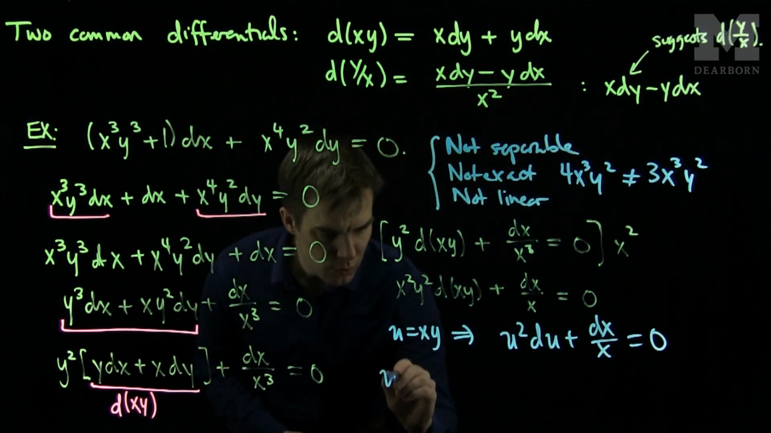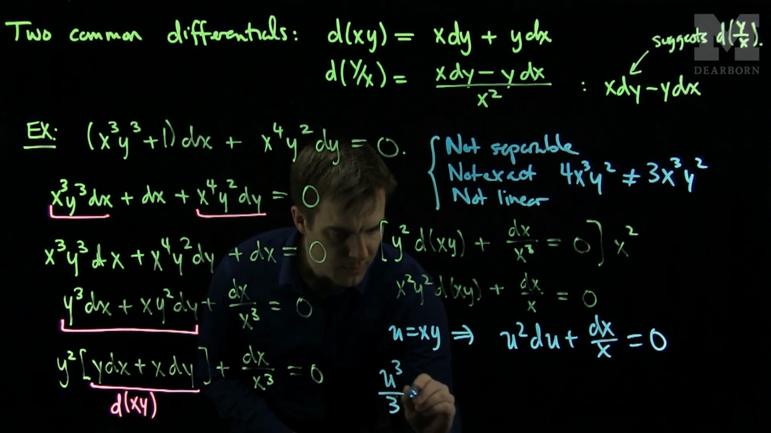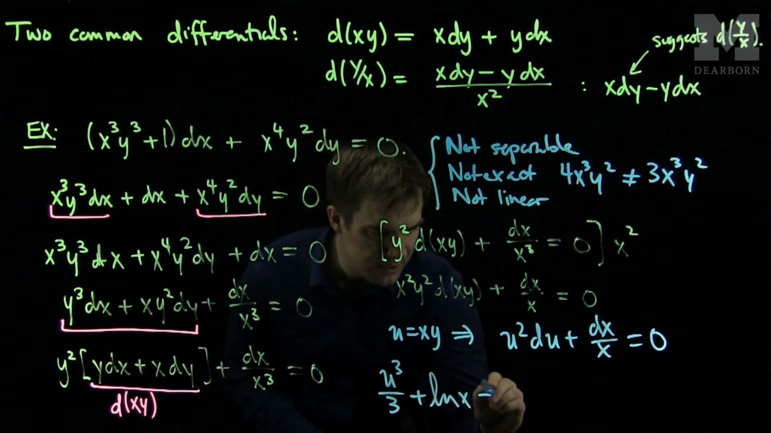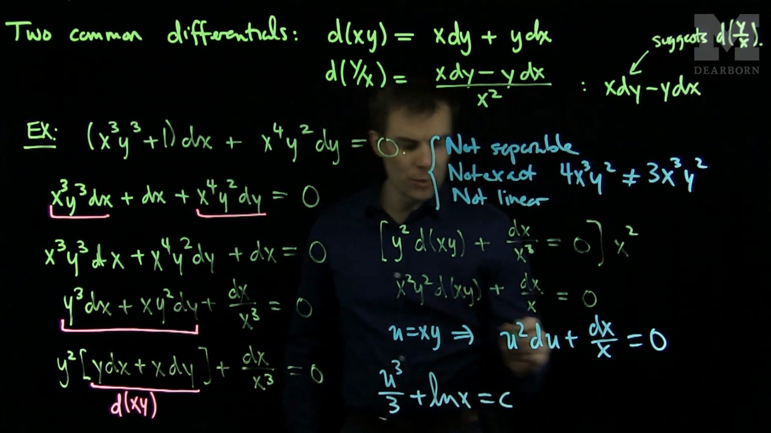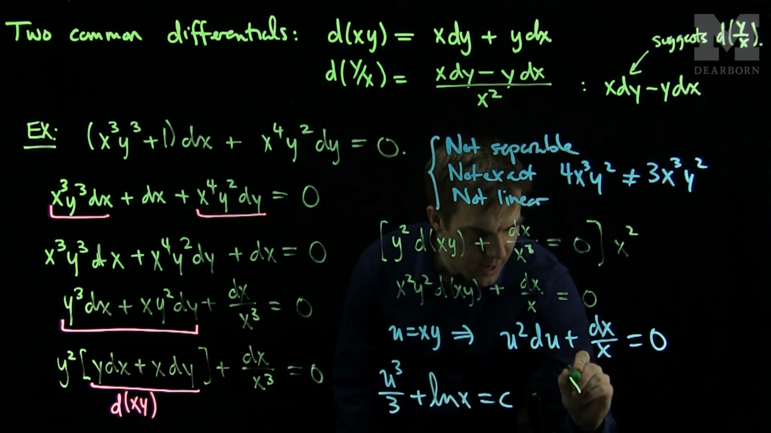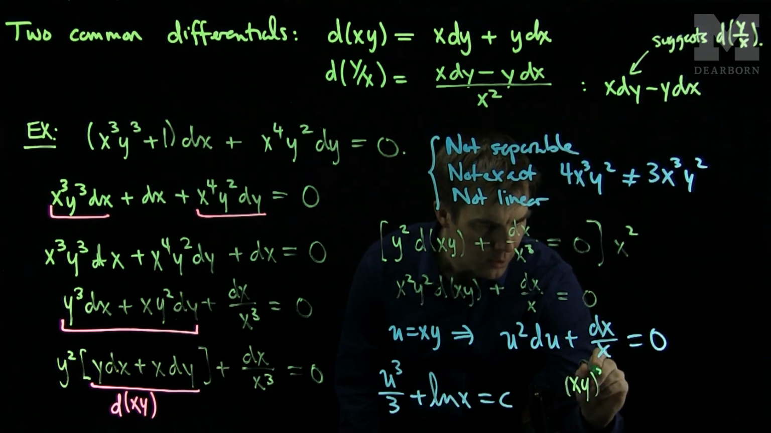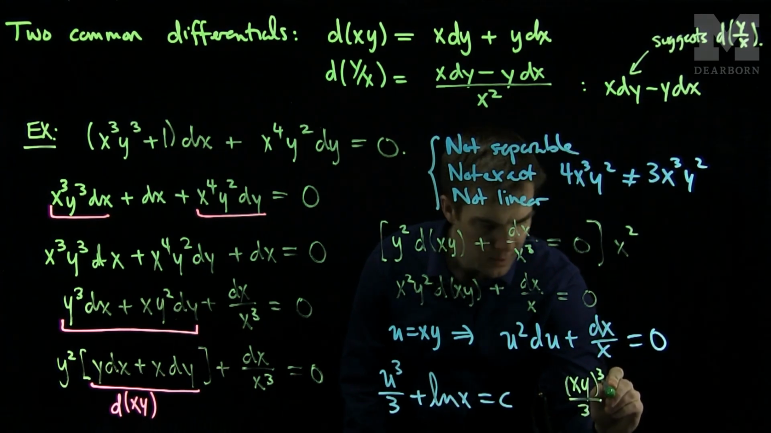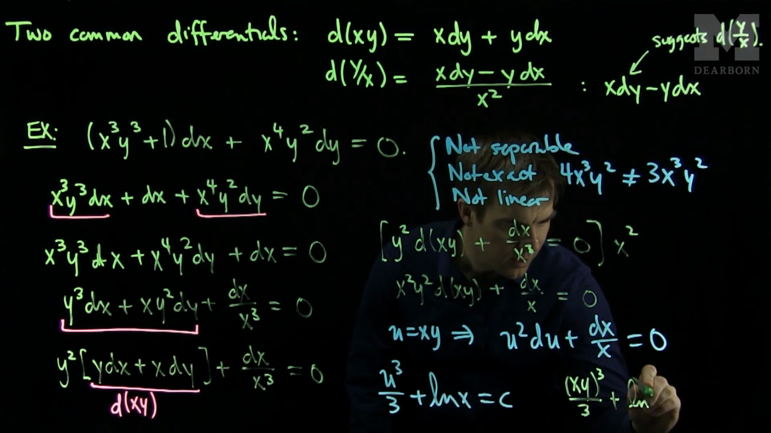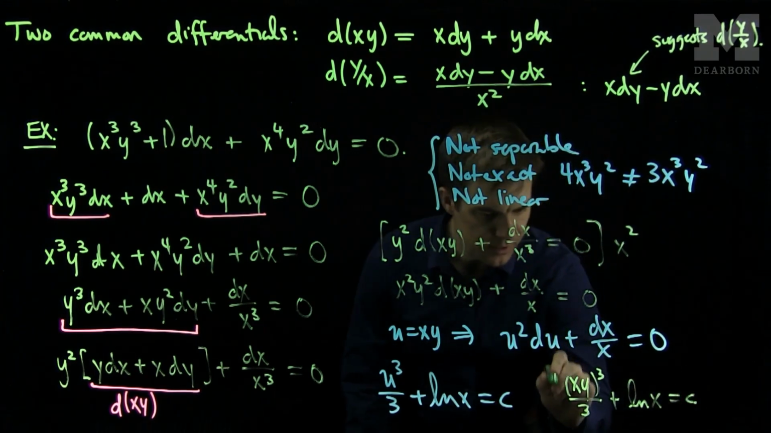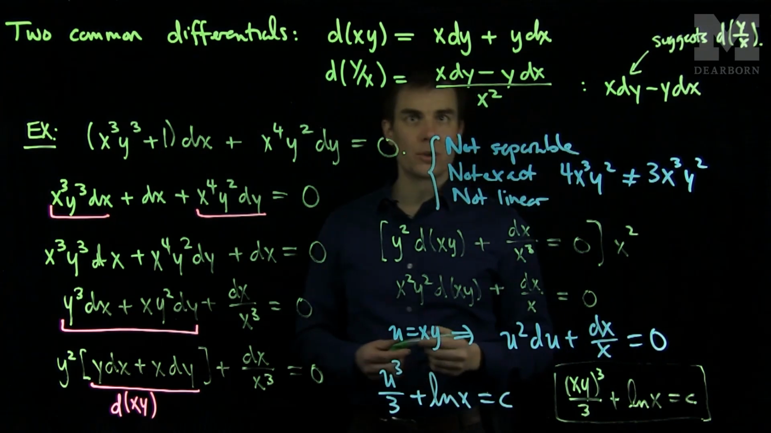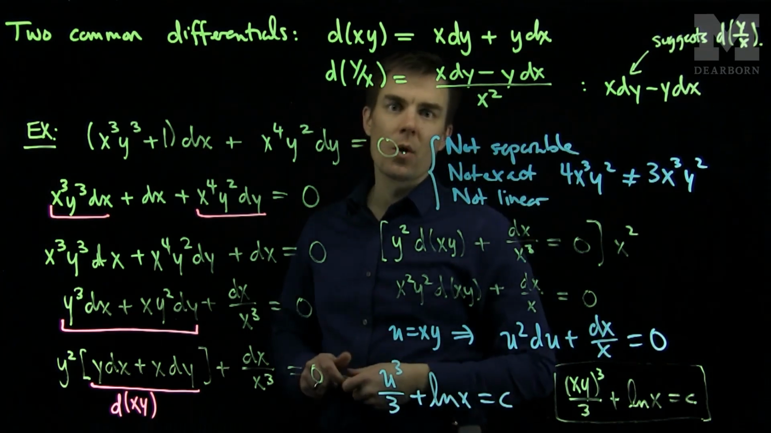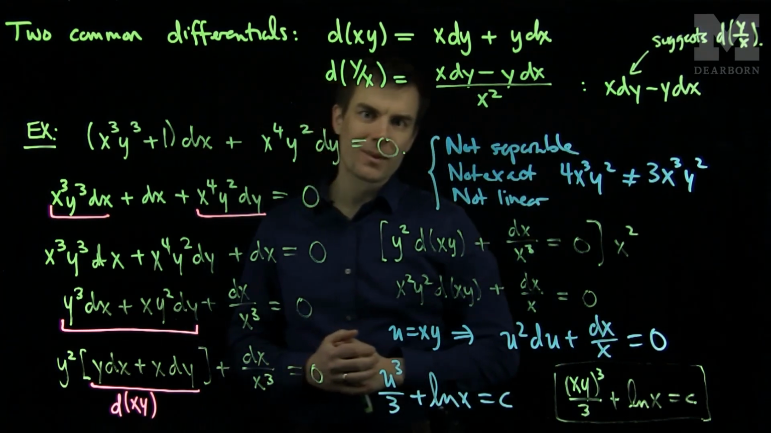So we can integrate it to get u cubed over 3 plus the log of x is equal to c. And now we finally substitute in what u is. u is x times y, so we will have (x times y) cubed over 3 plus the log of x equals c as the solution of our differential equation. So by writing the differential equation with a substitution using these common differentials, we are able to solve the differential equation. Thank you very much.